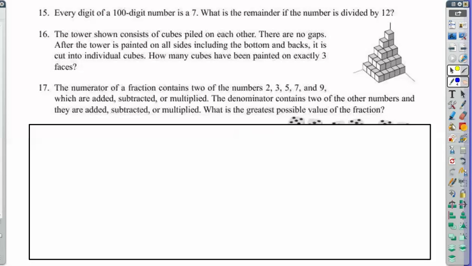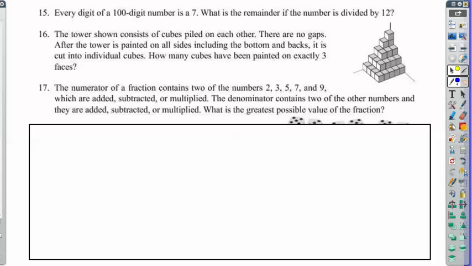All right, the numerator of a fraction consists of 2 numbers. 2, 3, 4, 5, 7, and 9 are your possibilities. You can add, subtract, or multiply them. The denominator contains 2 of the other numbers, and they can be added, subtracted, or multiplied. What is the greatest possible value of the fraction?